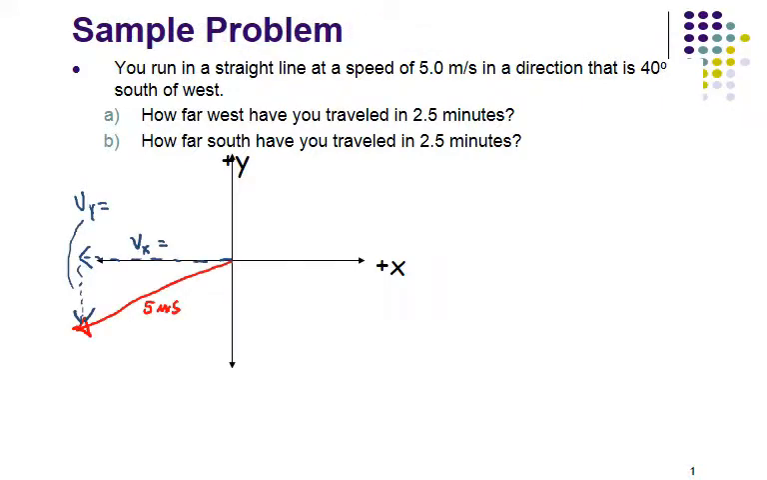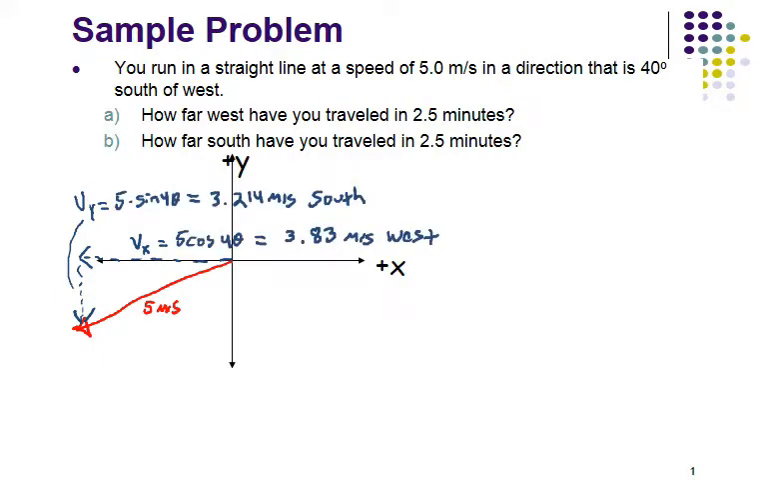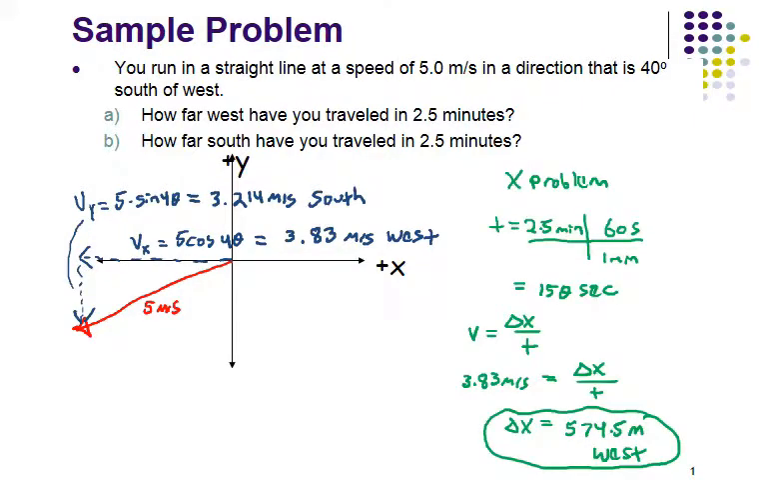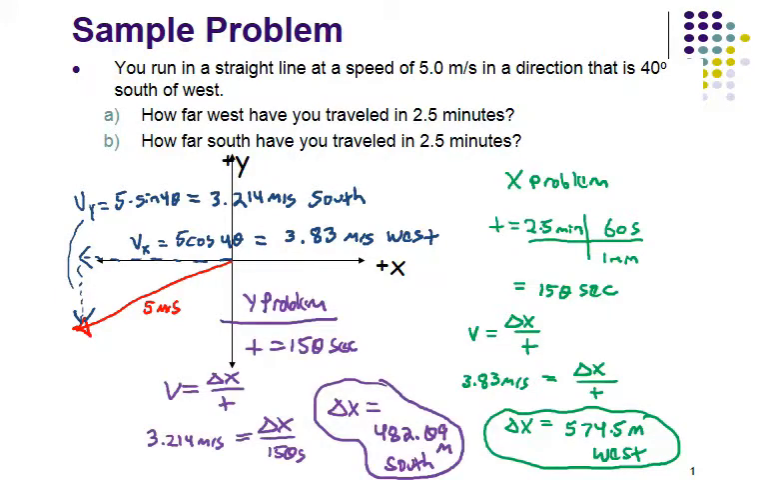So 5 meters per second, rather, we would find out what our velocity is in the x, and then find our velocity in the y. That's one way to do it. And you could have figured out how far at that 40 degrees south of west and then broken it up. That's possible too, to find the length. Then we can just do, for our x problem, we have our time, we have our x velocity, so we would go 574.5 west. And then in the y, we would go 482.09 meters south.